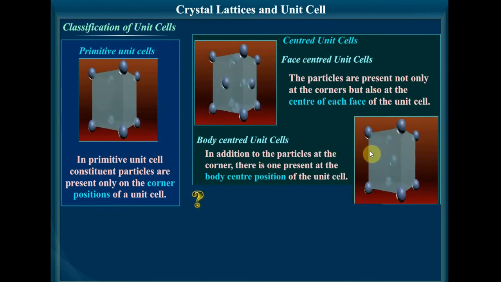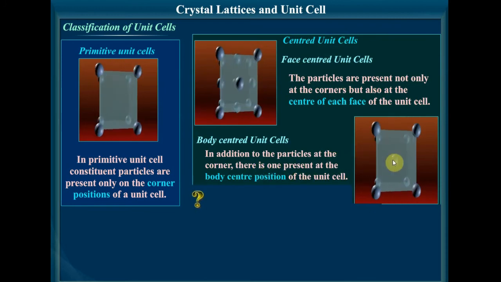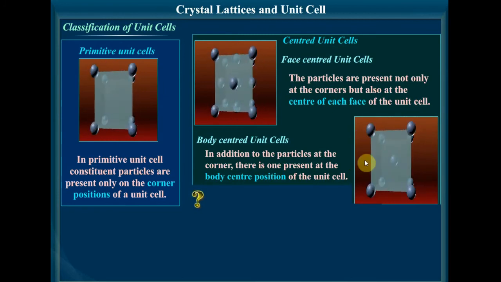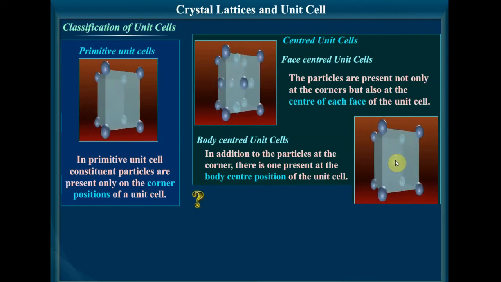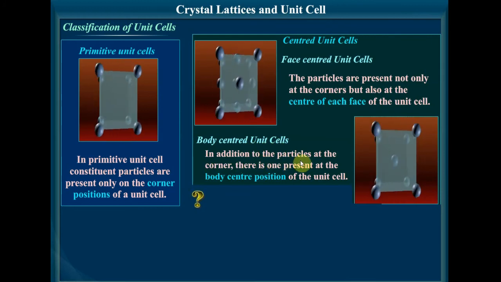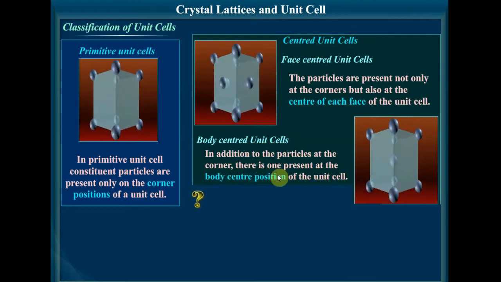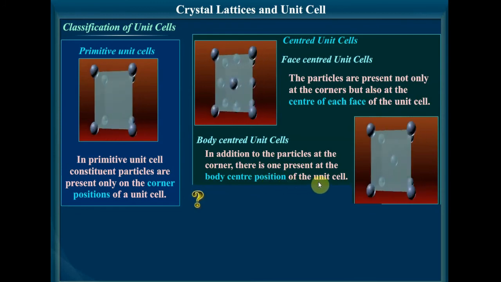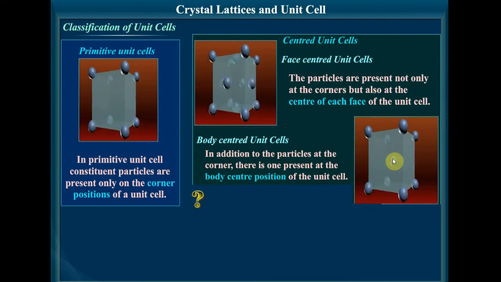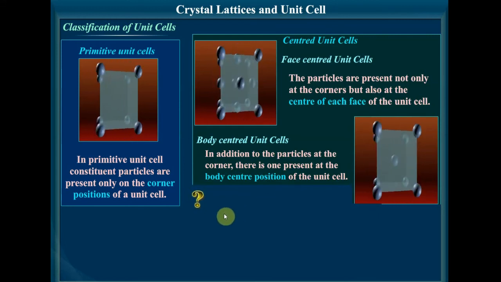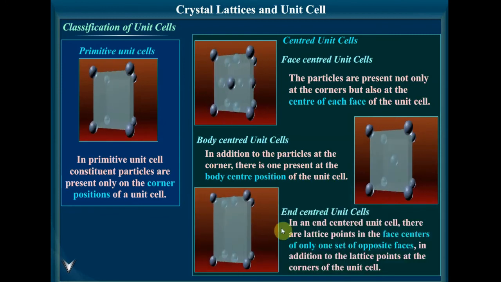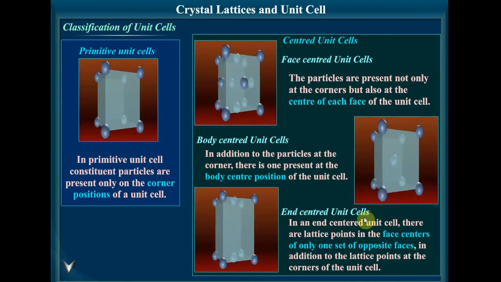Body-centered unit cell. A unit cell having a lattice point at the center of the body in addition to lattice points at the corners. So there are lattice points at the corners, and also there is one particle at the center of the body, and hence the name body-centered unit cell. In addition to the particles at the corners, there is one present at the body center. You can find there one particle is present inside. Please go through it properly. One is in the center. So this type of unit cell is called body-centered unit cell.